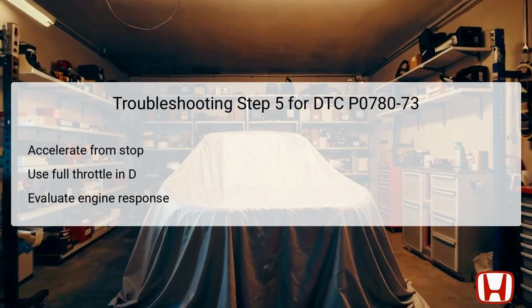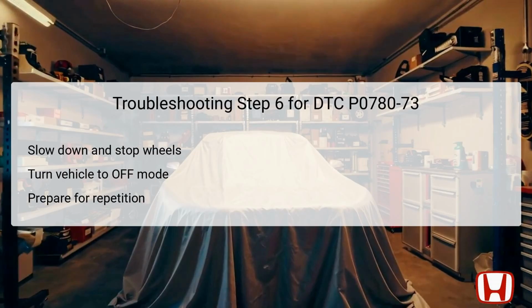Next, after the vehicle has stopped, the technician should accelerate from a standstill using full throttle while in D position. This testing phase allows for a thorough evaluation of how the transmission responds under heavy load conditions. A properly functioning solenoid should facilitate a smooth transition as power is delivered from the engine to the wheels. Any hesitation, jerking, or failure to respond adequately may point to issues with the solenoid valve or other components within the transmission. Understanding the vehicle's performance during aggressive acceleration helps diagnose potential faults in the CVT system accurately.